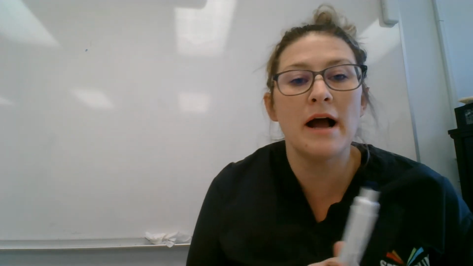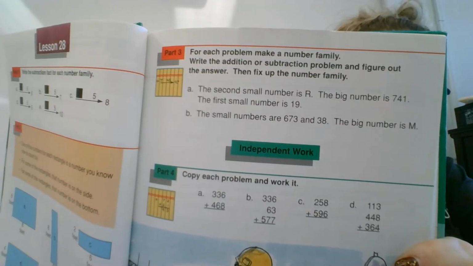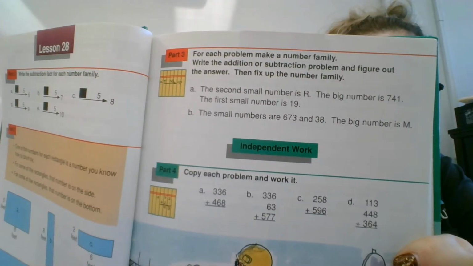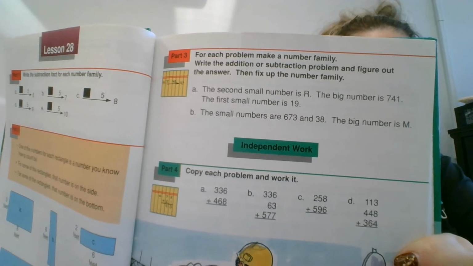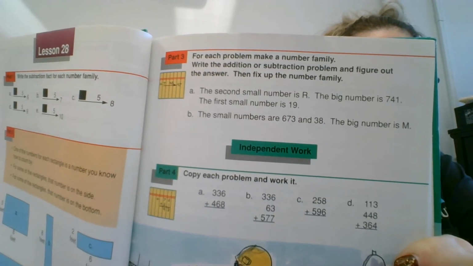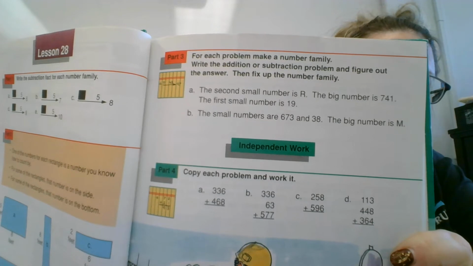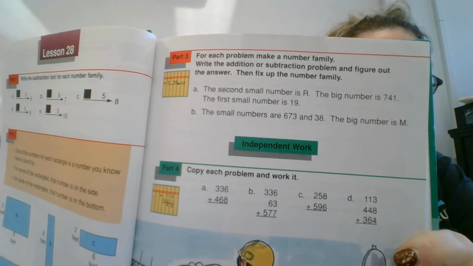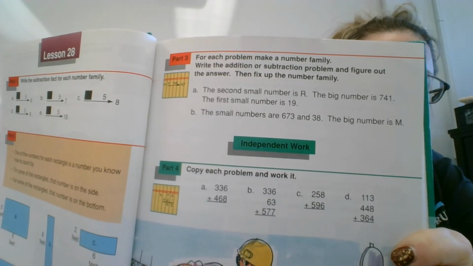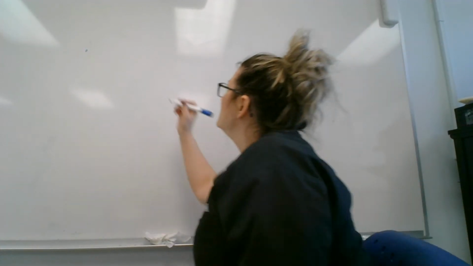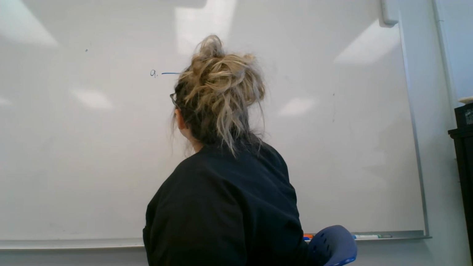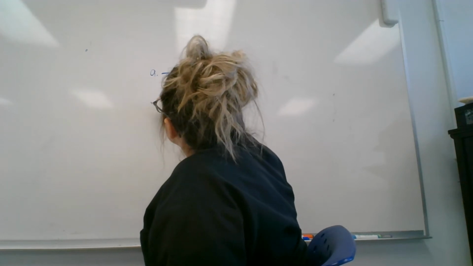All right, part 3. For each problem, we're going to make a number family to find the letter. Write the addition or subtraction problem and figure out the answer. Then fix up the number family. Okay, so I'm going to go ahead and just plug my numbers in on my number lines.